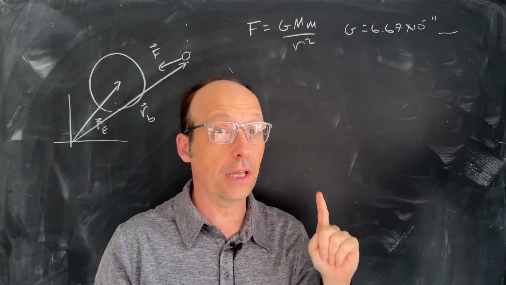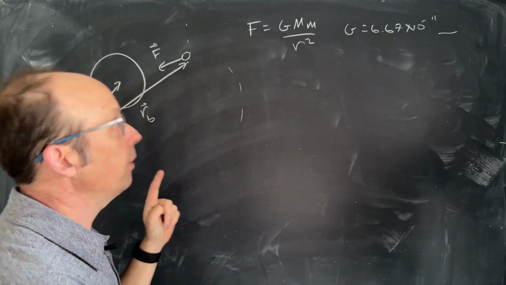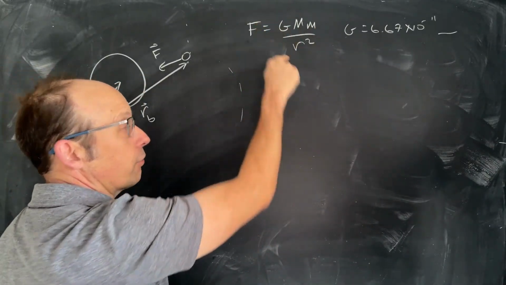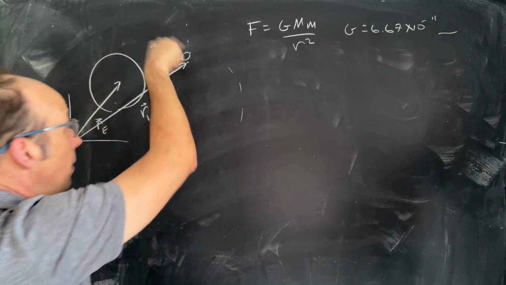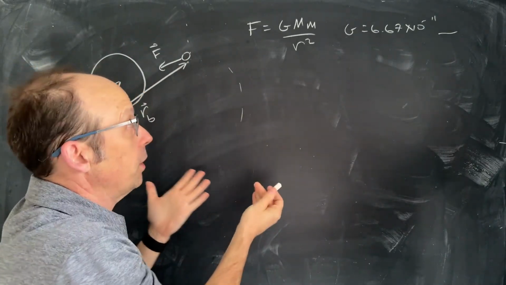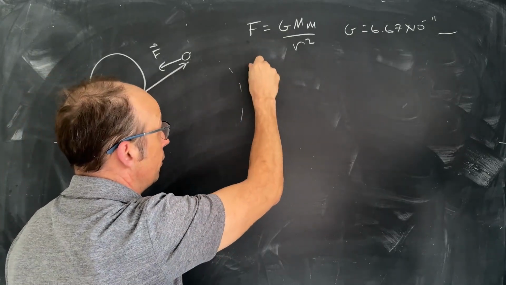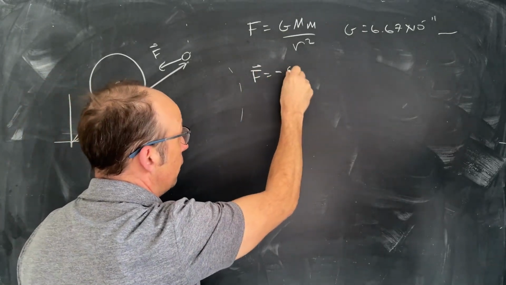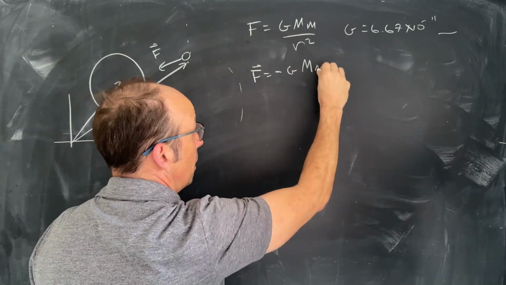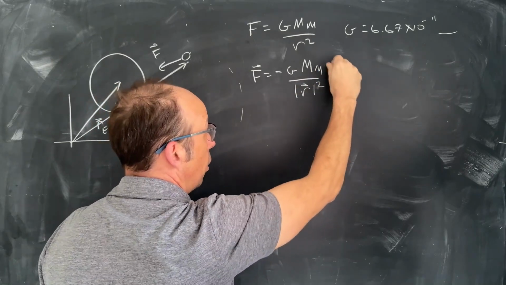That's a bad equation. If I'm writing that and you're like, haha, he already messed up, well, that's fine, because I did that on purpose. Because this is a scalar equation, and it's not going to help us model the vector force on this thing. So that's the first thing we need to do, is to write this as a vector equation. So it looks like this as a vector: negative G M m over the magnitude of r squared, r hat.